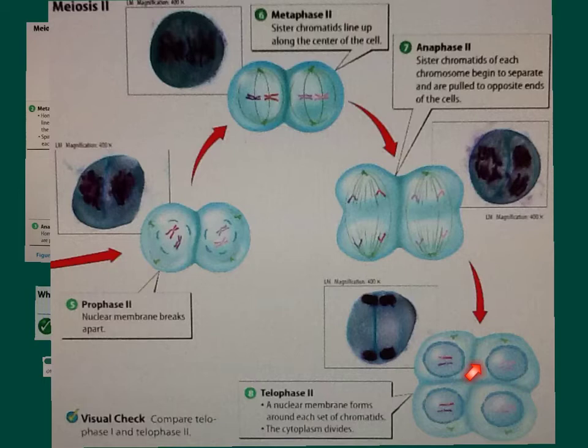You need to understand that in meiosis 2, it involves the same phases as meiosis 1, but without any duplication of the chromosomes. So they're not duplicated because it's already happened. All they're doing is separating.